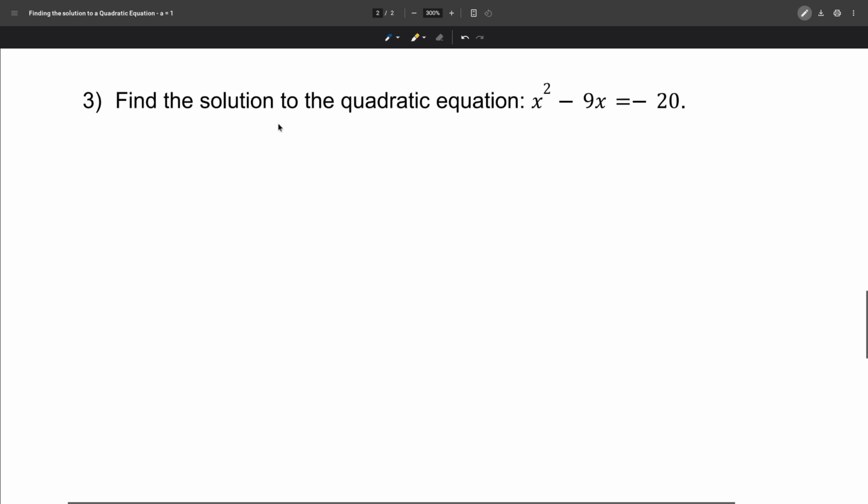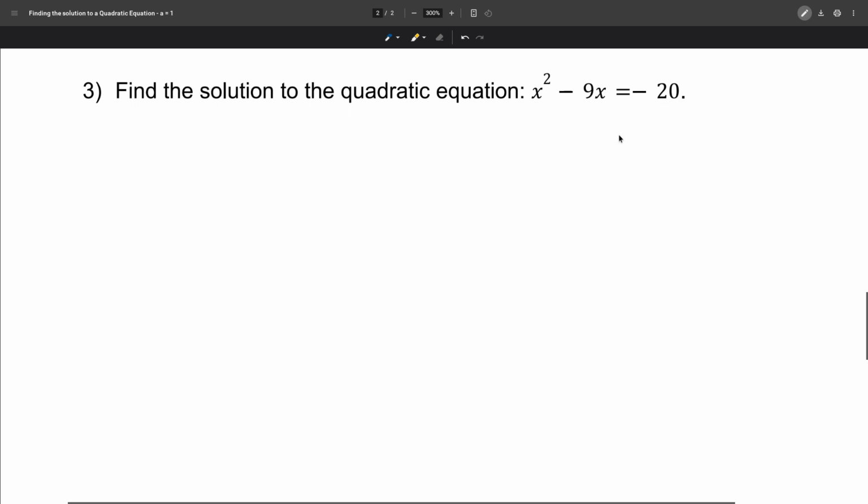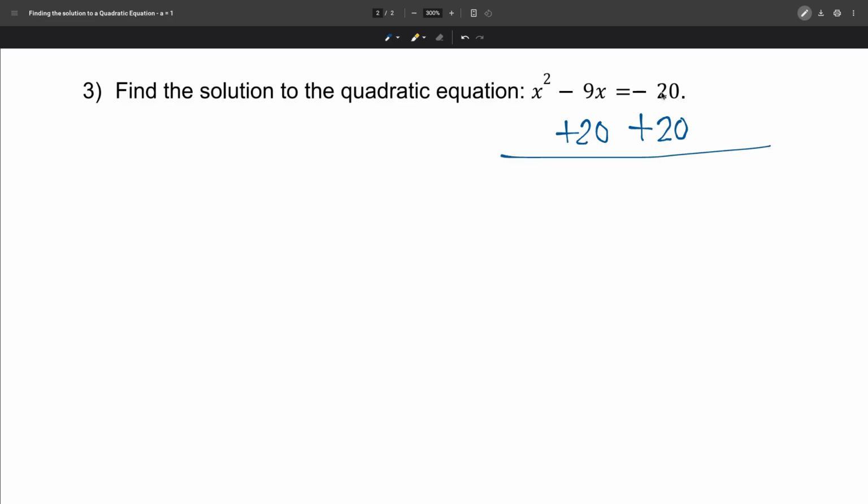All right, this next one, we're finding the solution to the quadratic equation x squared minus 9x equals negative 20. Now we have to have one side equal to 0, but this side, it does not equal 0. So we're going to get it to equal 0. And the way we can do that is we can add 20 to both sides. Okay, negative 20 plus 20, that does equal 0.